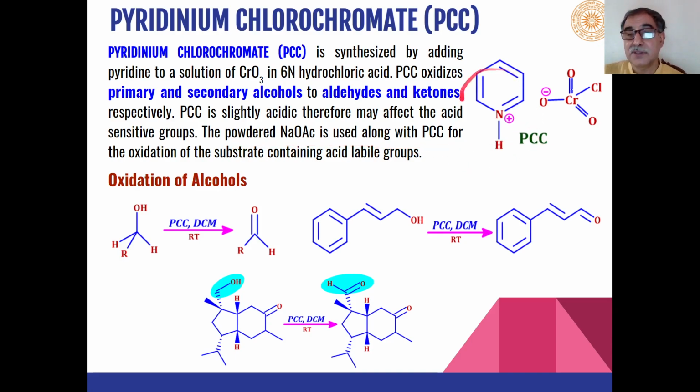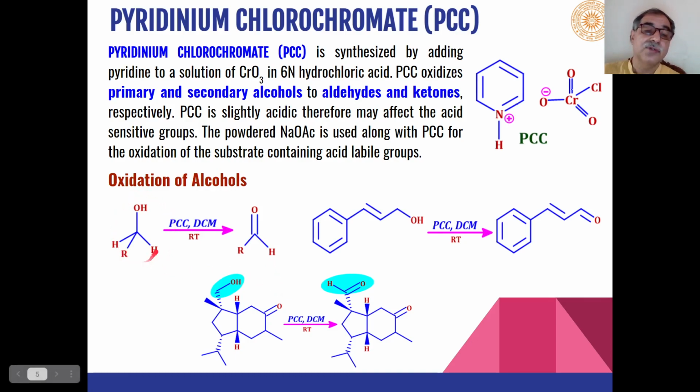And this reagent is very stable at room temperature, and it oxidizes primary and secondary alcohols to aldehydes and ketones. The advantage of this reagent is that primary alcohols are oxidized to aldehydes, and no further oxidation to carboxylic acids takes place. So that is why PCC is a very important oxidizing agent which can be used for selective oxidation of primary alcohols to aldehydes. The disadvantage mainly is that this reagent cannot be used for acid sensitive groups, because those groups can be affected, and some side products may be formed.